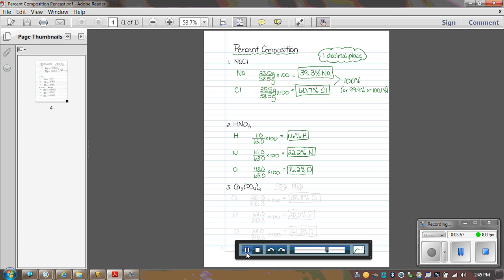For the last problem, and actually this problem is not on your notes packet, so go ahead and make yourself some space and put calcium phosphate down, Ca3(PO4)2. I just want to try this one just because there's parentheses and make sure everybody's good on distributing those parentheses out. So we have calciums, phosphoruses, and oxygens. So again, we're going to make our little ratios here.